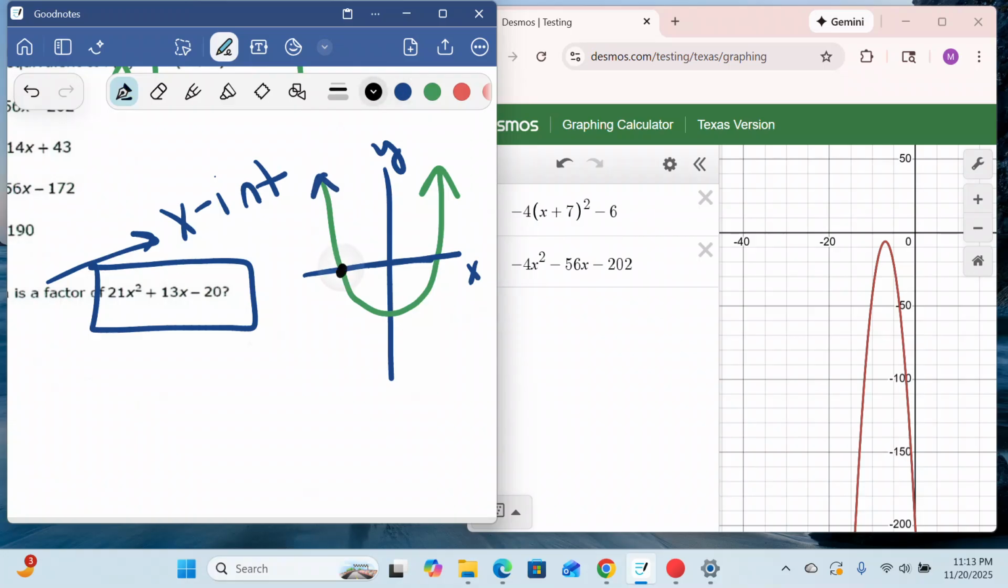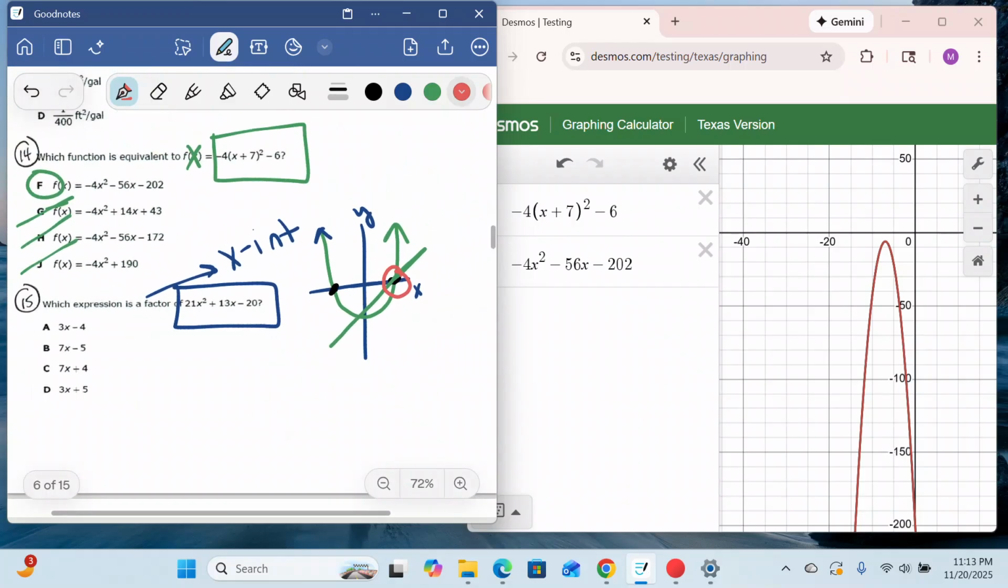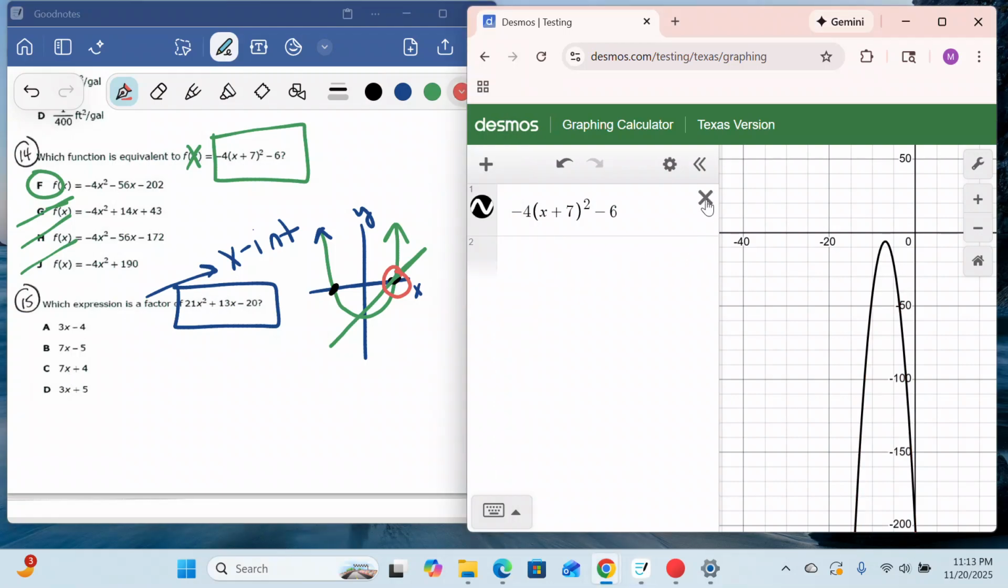So I'm going to look at my x-intercepts. This is one x-intercept and this is another x-intercept. So you're going to find a linear equation that passes straight through that line. It's got to pass straight through the x-intercept. If it passes straight through the x-intercept, then it's a factor. If it doesn't pass straight through the x-intercept, then it's not a factor. So the first step, let's put this one in.